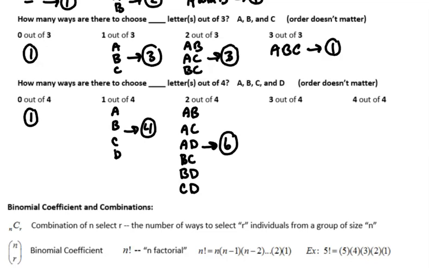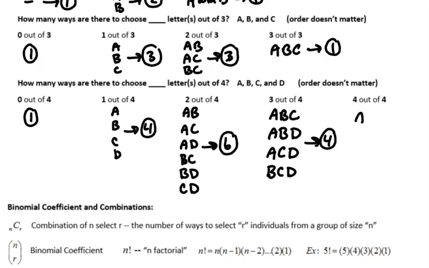How many ways to get 3 out of 4? Well, an easy way to think about 3 out of 4 is to think, how many ways to leave one out? Well, I could leave out the D and just have an A, B, and C. Or I could leave out the C and have A, B, and D. Or I could leave out the B and have A, C, D. Or I could leave out the A and have B, C, D. Once again, 4. And 4 out of 4, A, B, C, D, one way.